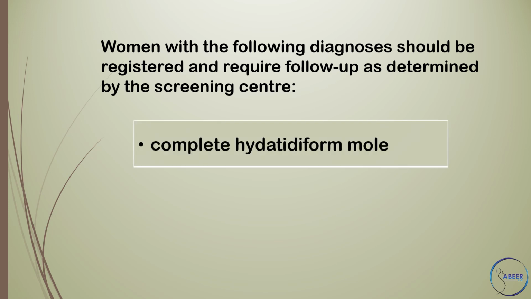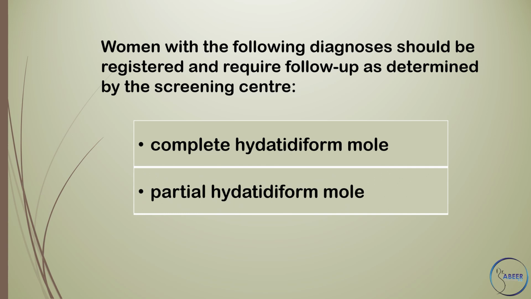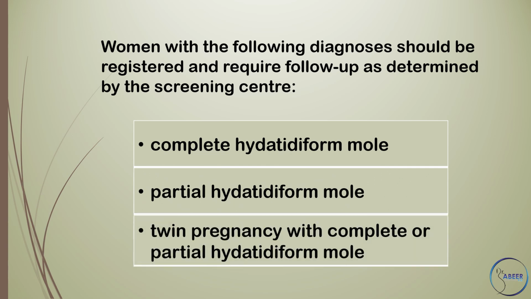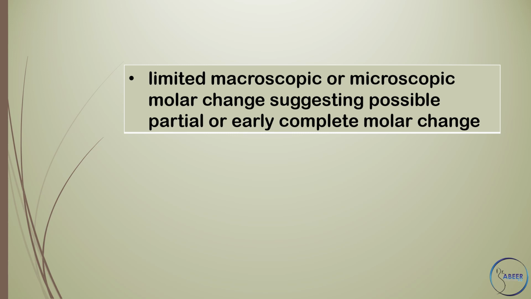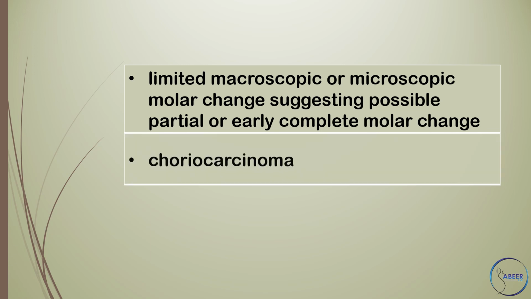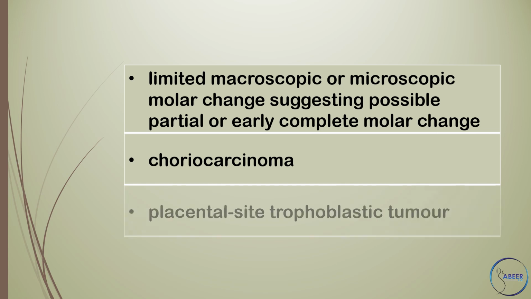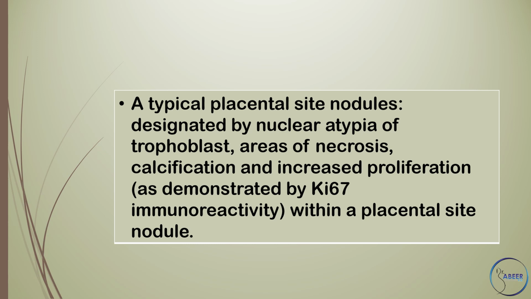Complete hydatidiform mole, partial hydatidiform mole, twin pregnancy with complete or partial hydatidiform mole, limited macroscopic or microscopic molar change suggesting possible partial or early complete molar change, choriocarcinoma, placental site trophoblastic tumor, atypical placental site nodules designated by nuclear atypia of trophoblasts, areas of necrosis, calcification, and increased proliferation, as demonstrated by Ki-67 immunoreactivity within a placental site nodule.